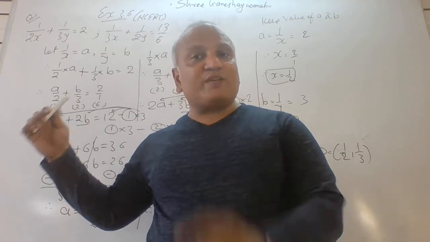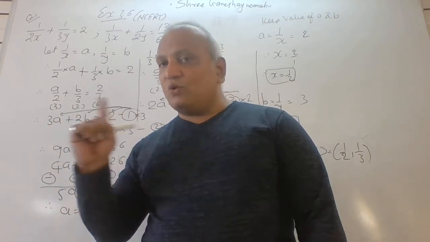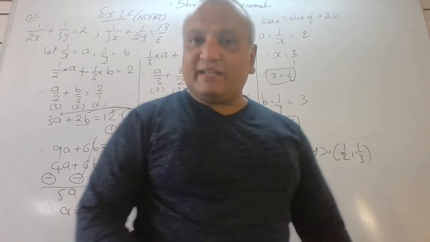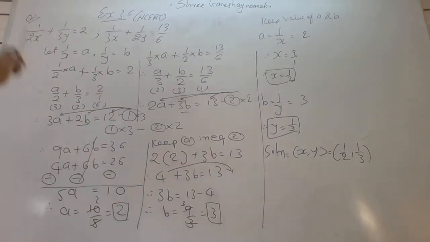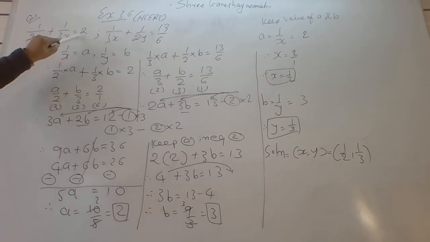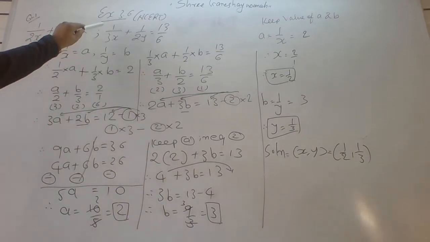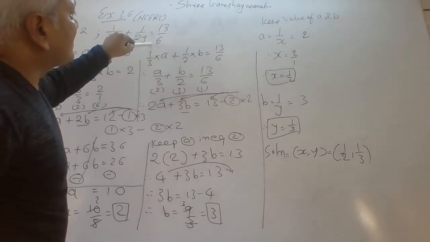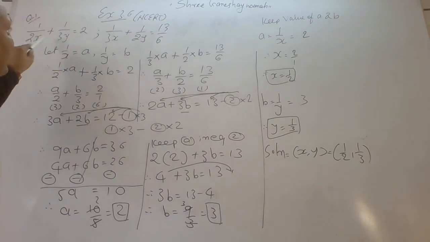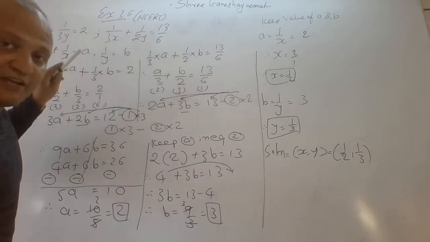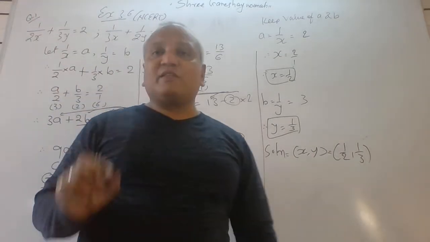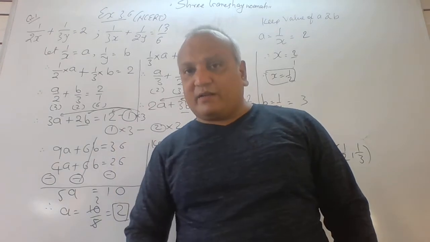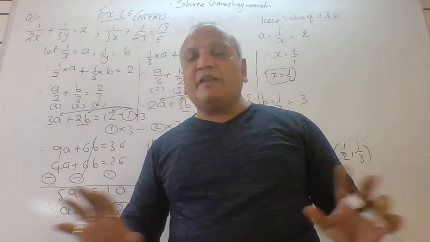So the first question I had written on the board, so look at the board carefully. Here the question is 1 upon 2x plus 1 upon 3y is equal to 2. Second equation, 1 upon 3x plus 1 upon 2y is equal to 13 upon 6. In the question, we are not given the linear equation form, because in a linear equation the variable will never be in the denominator. Otherwise it will not become a linear equation.